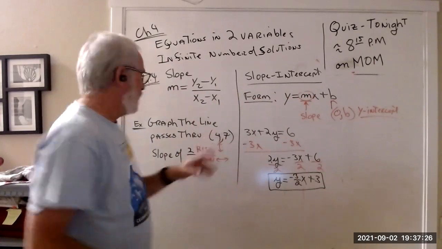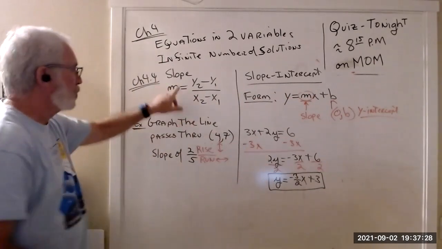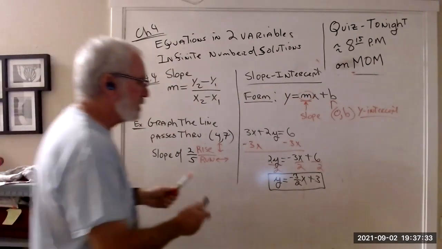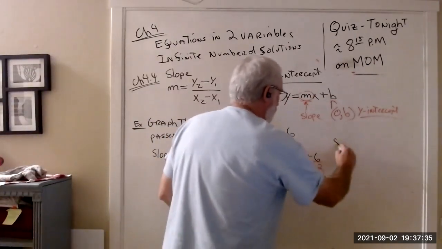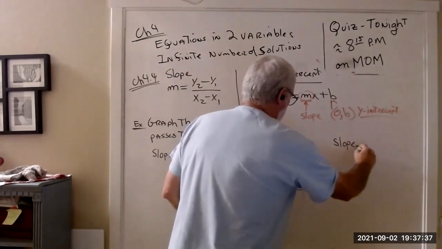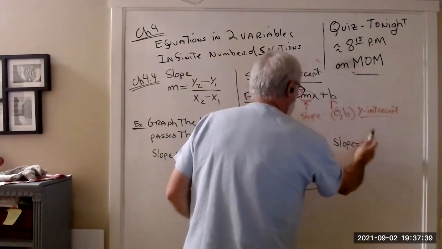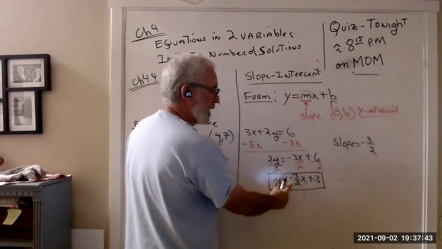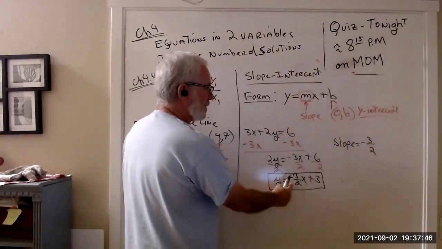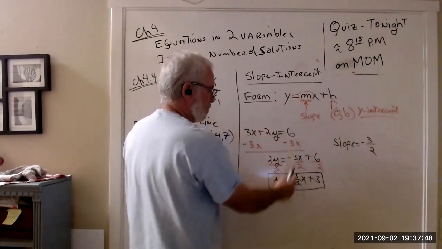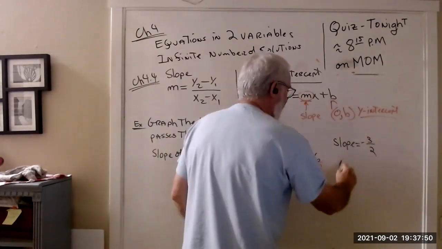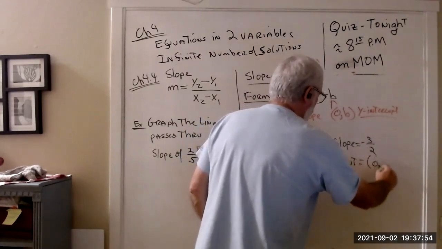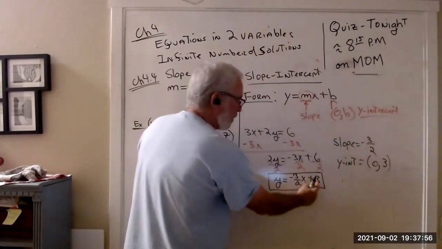And you don't have to do any arithmetic. You don't have to do this y sub 2, y sub 1 stuff. You don't have to do any of that. And you can say, aha, the slope of this problem is negative 3/2, because it's the m value. And the y-intercept is technically (0, 3). It's that number right there.